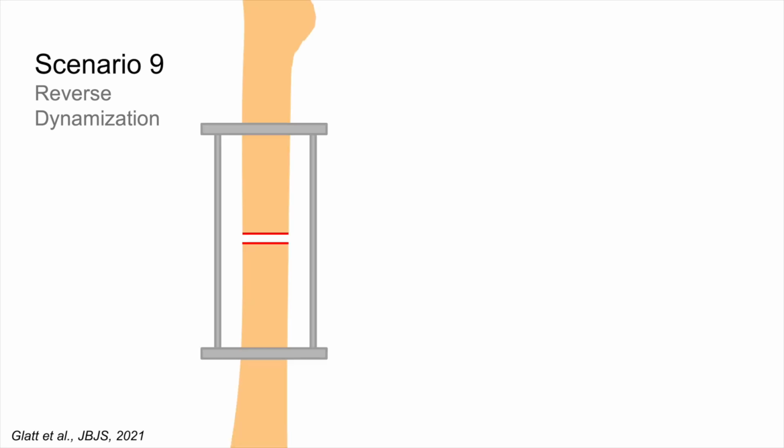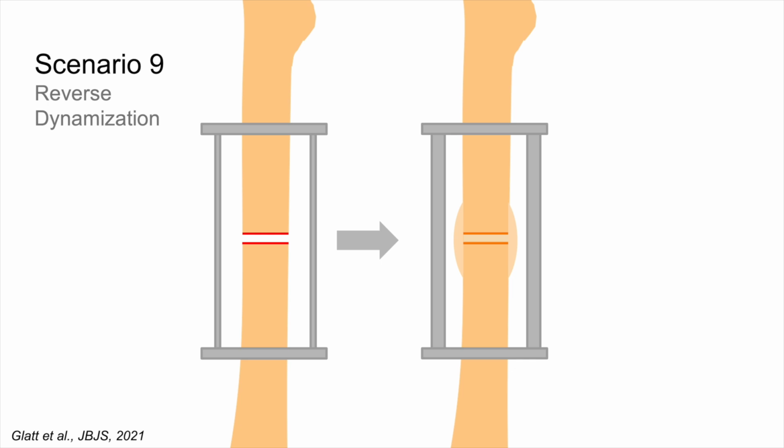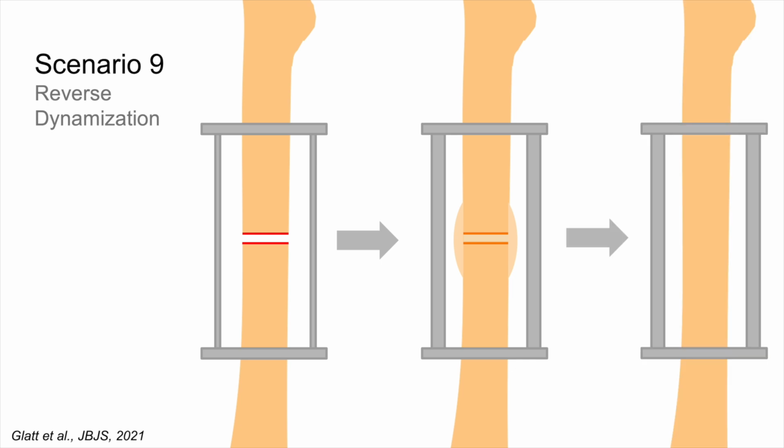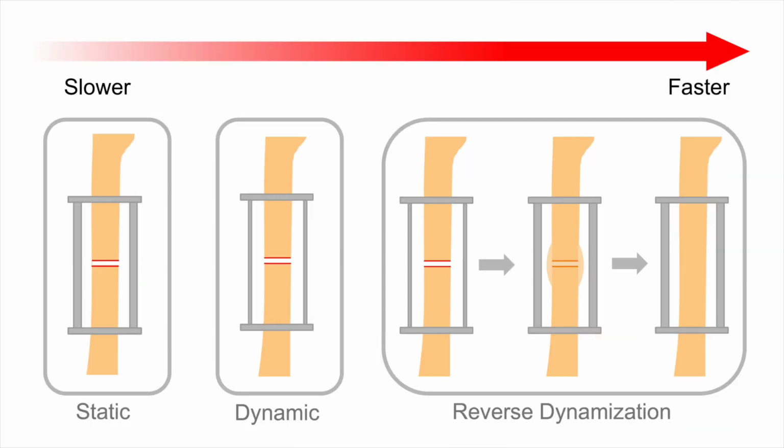Another relatively complex phenomenon that can be addressed by this model is that of reverse dynamization, where micromotion is initially allowed through the use of a more flexible construct early in the healing period, followed by a transition to more rigid fixation later on. This transition has been reported to result in a shorter time to union than using either the flexible construct or the rigid construct alone.